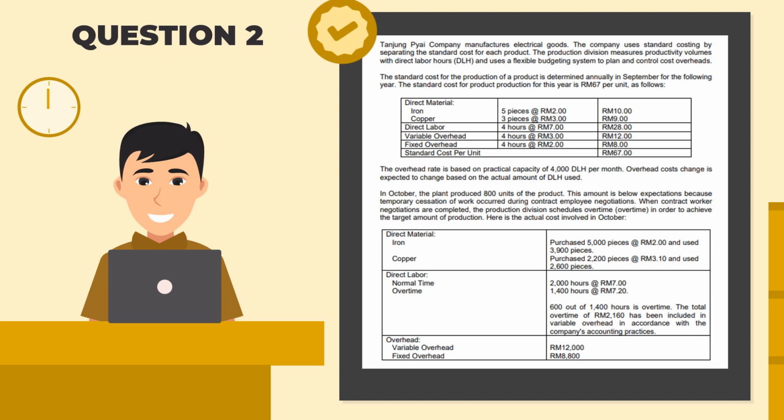Okay, the next question is about flexible budget, standard cost and variance analysis. All of the information given is about Tanjung Piai Company, which manufactures electrical goods. So we need to compute all the direct materials, direct labor and variable manufacturing overhead variance for October.